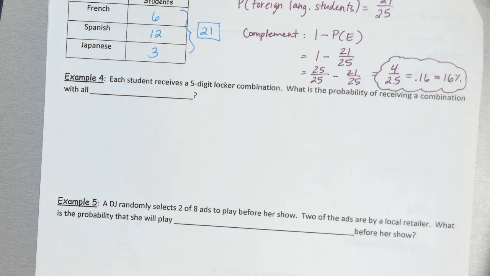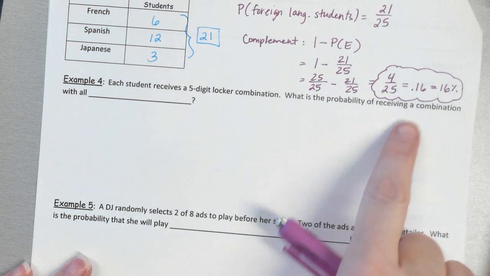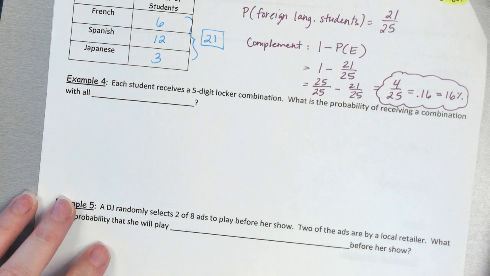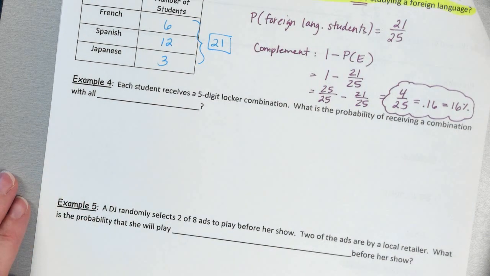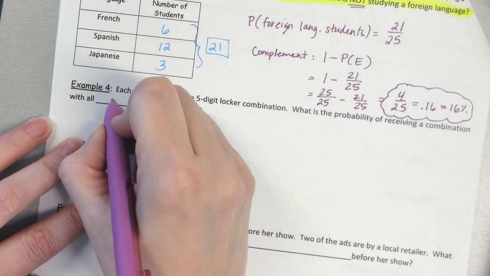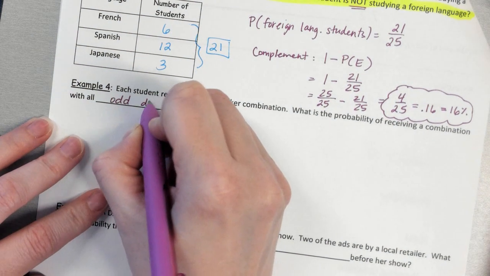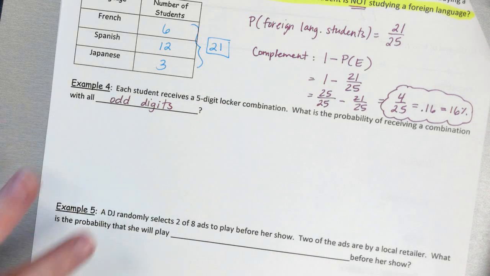All right, so next is example 4. This is going to tie in a few concepts from yesterday. Each student receives a 5-digit locker combination. Is that true? How many digits are you getting in your combinations? 3? That's what mine was. That's what I think most of them are, right? Okay, so they receive a combination with all odd digits. That's what we want to find the probability of. What's the probability that they get a combination with all odd digits?